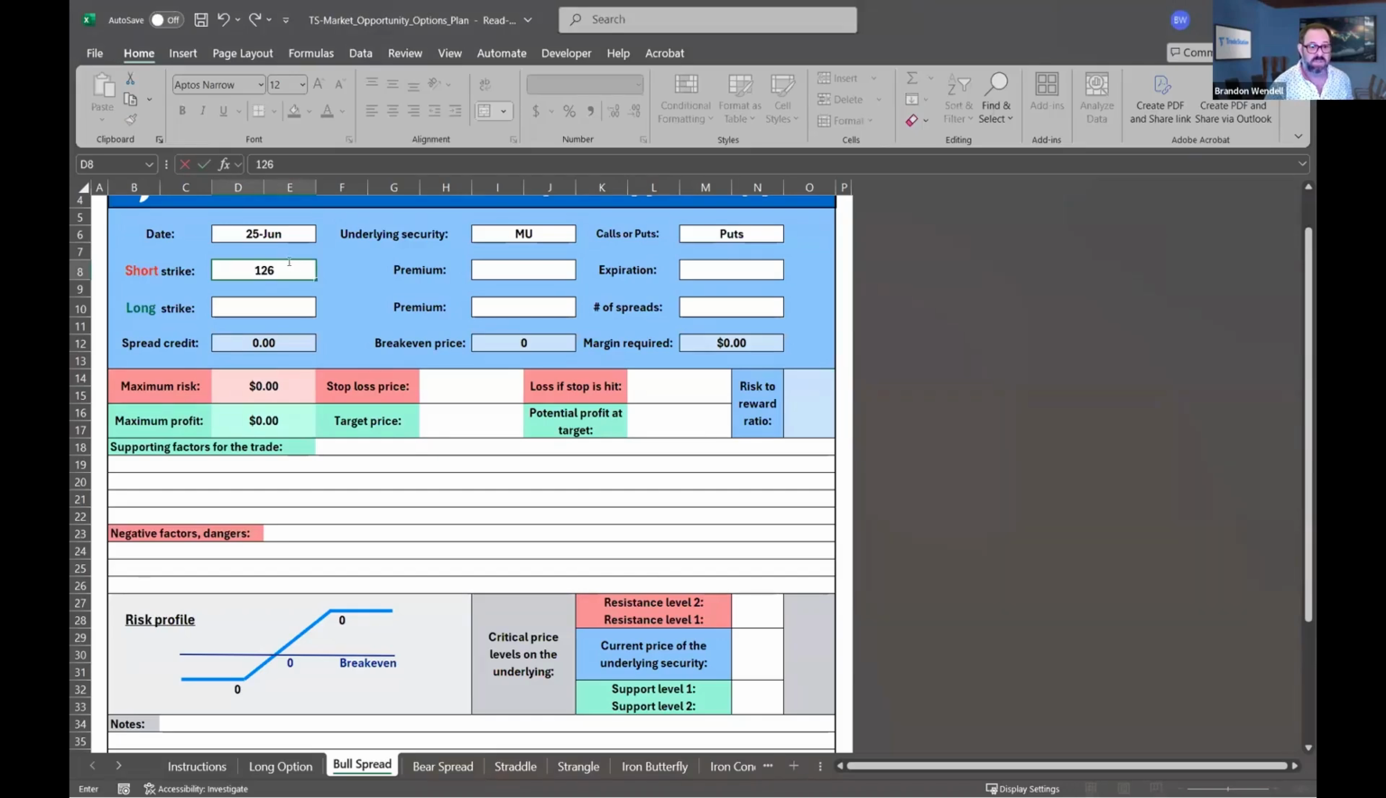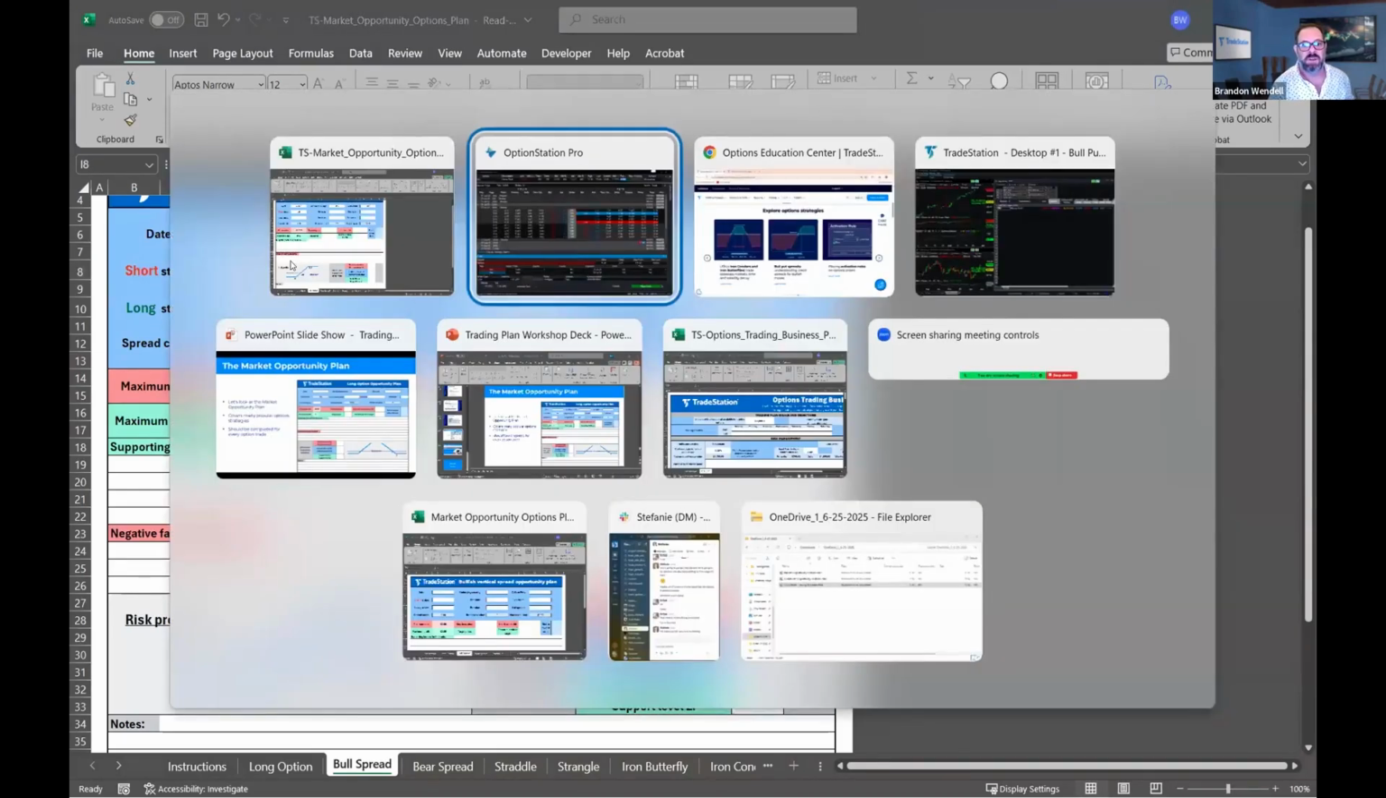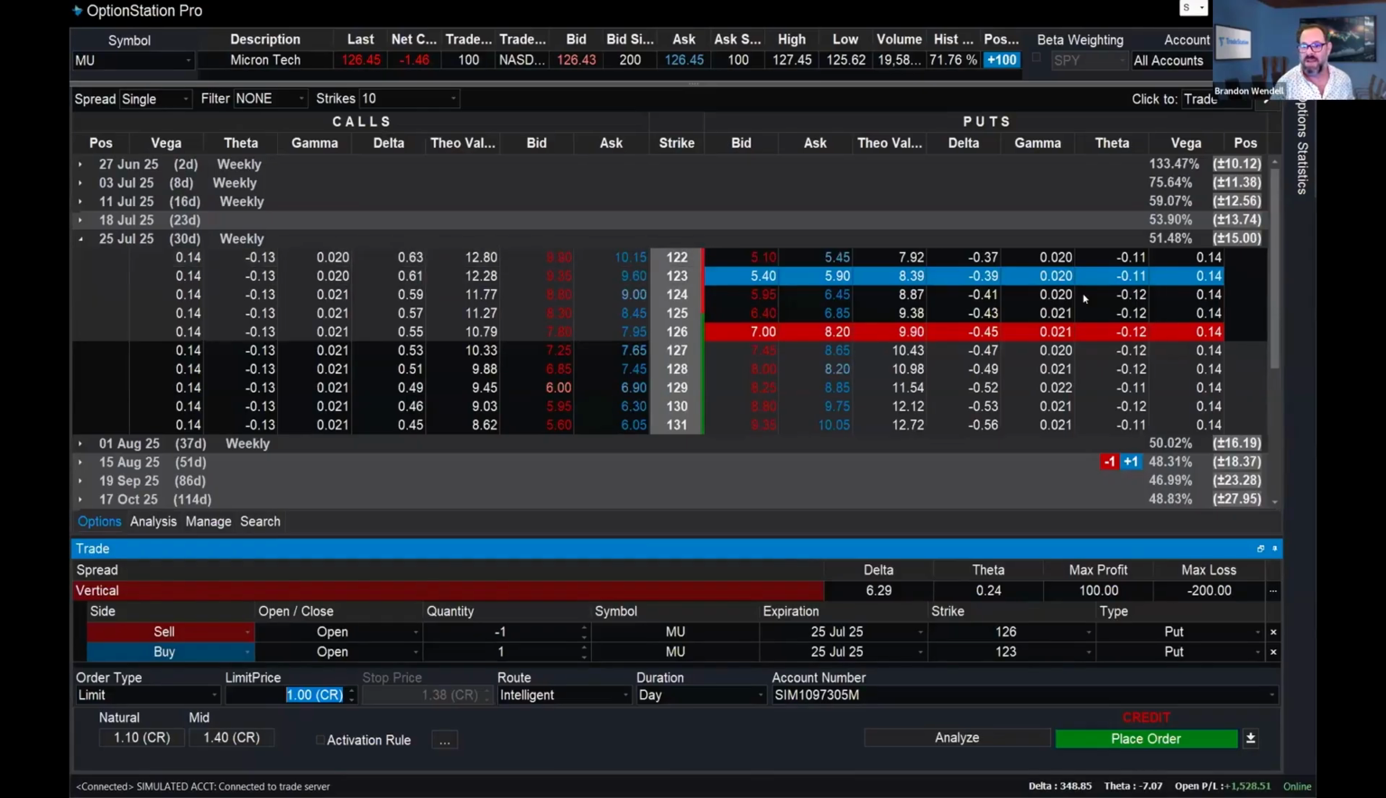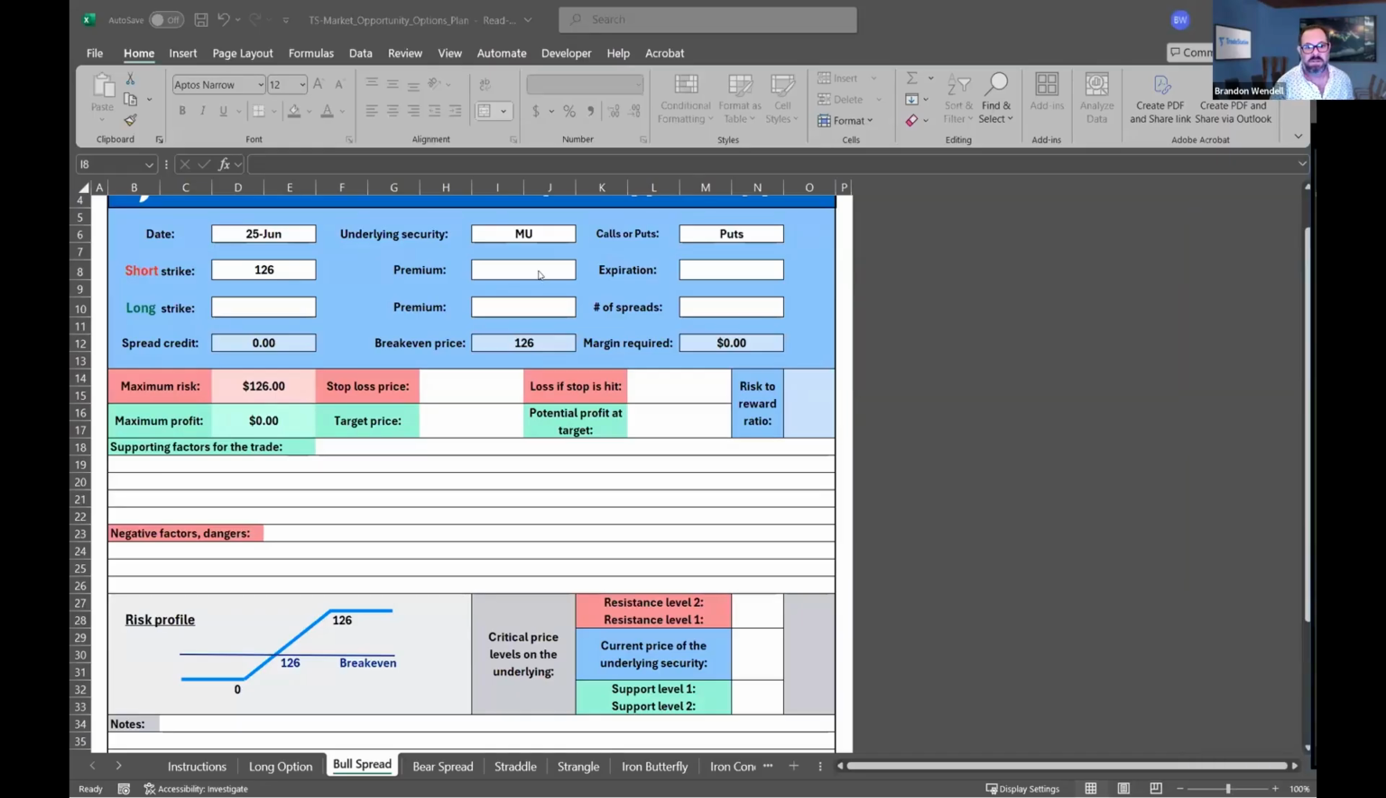So 126 for the short. And let me pull this off to my other screen so I don't have to keep jumping back and forth. There we are. So the 126 is a premium of $7. The expiration I chose was July 25th. The long strike, 123. The premium for that is $5.85. Although, again, that's $1.15.